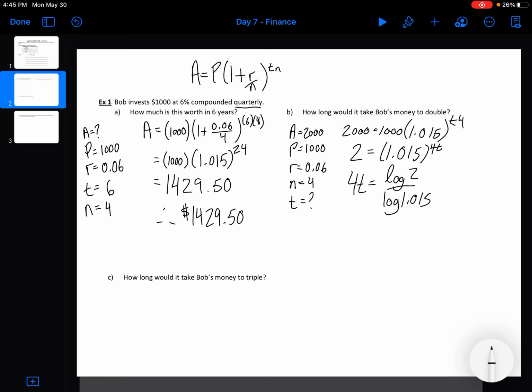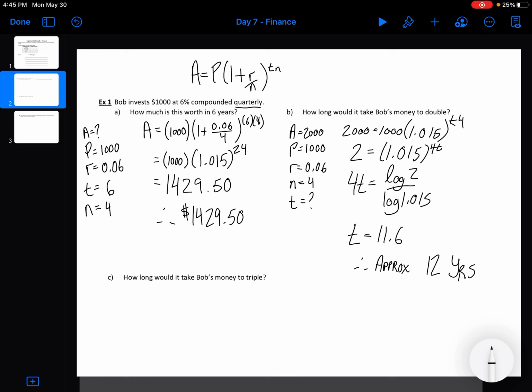And we should get t is equal to 11.6. So we would say approximately 12 years. Now you could say 11.6 years if you wanted to. I'm going to just put 12.